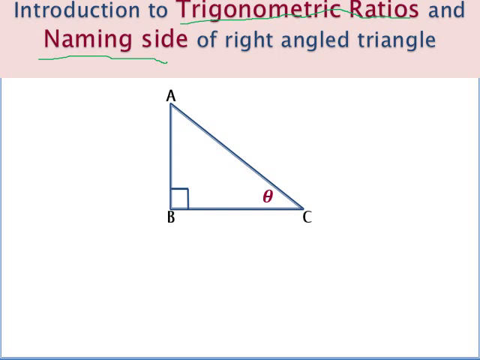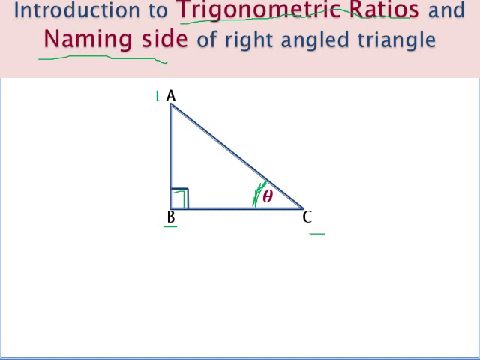Now, consider this right angle triangle given below. We have triangle A, B, C. In this triangle A, B, C, we are given angle C, which is theta in this case. And we are given that angle B is equal to 90 degrees. How do we know that? It's because we have a square sign there next to B.